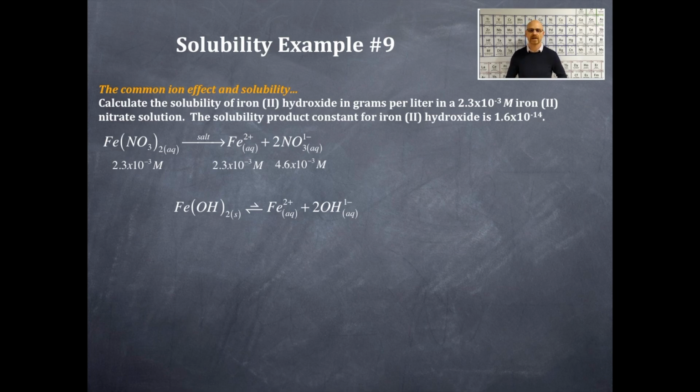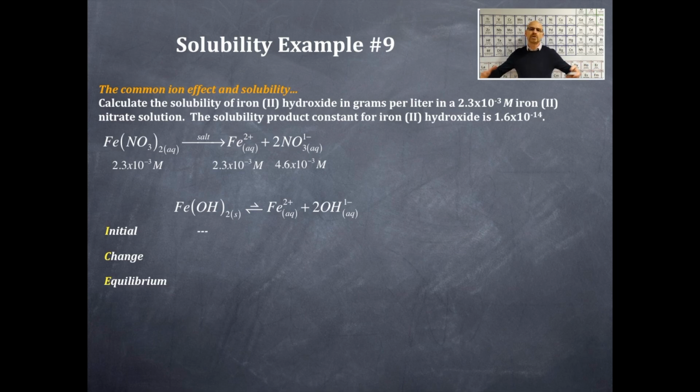That is reactant favored. We're going to do an ice table here. That is initial, change, and equilibrium. Now, again, with every single solid, we don't need to include the solid, so we're going to get rid of that. Now, what is the iron ion concentration?